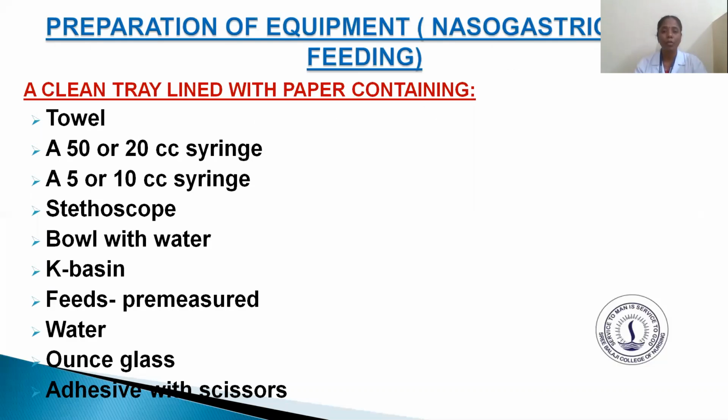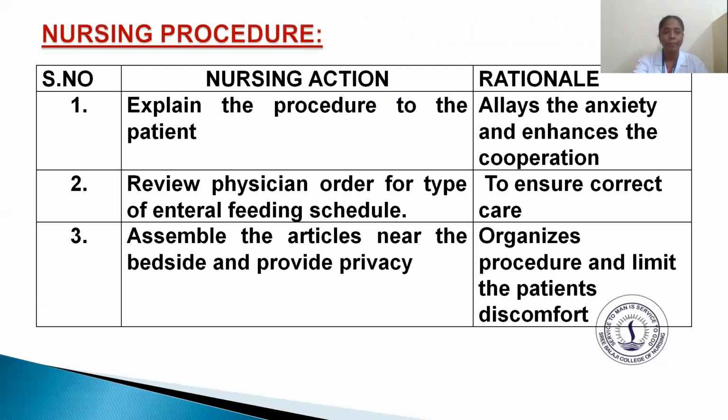And now, preparation of equipment for nasogastric tube feeding: a clean tray lined with a paper towel, a 50 or 20 cc syringe, a 5 or 10 cc syringe, a stethoscope, a bowl with water, a kidney basin, feeds, pre-measured water, a glass, and adhesive with scissors. These are all the things for the clean tray lined with paper.